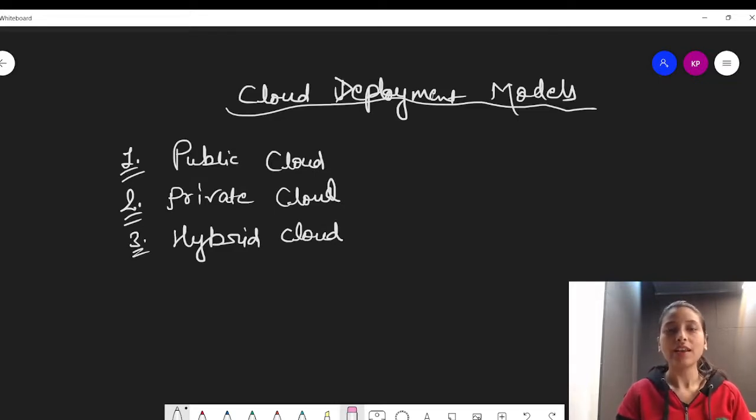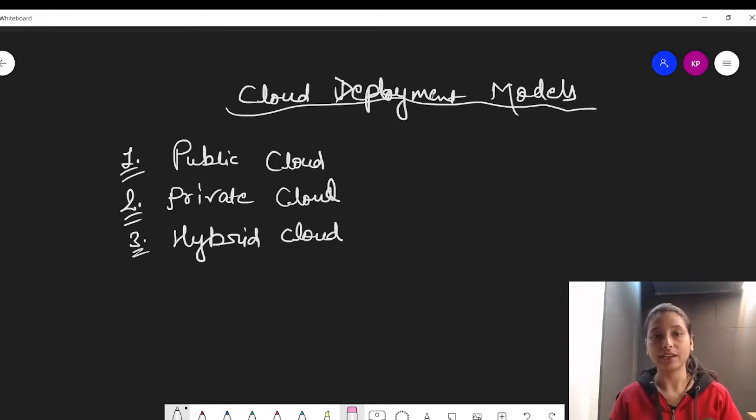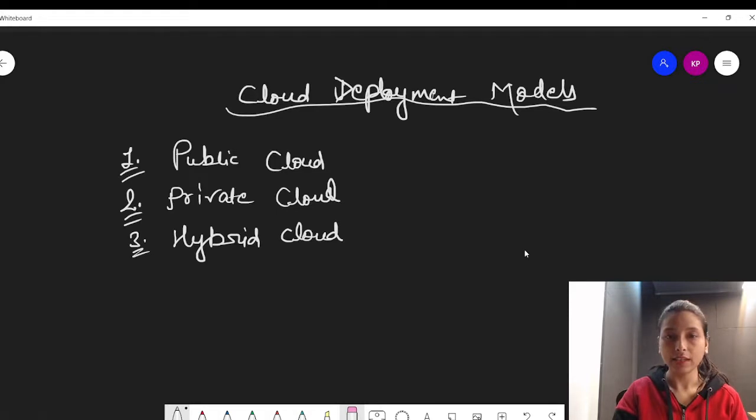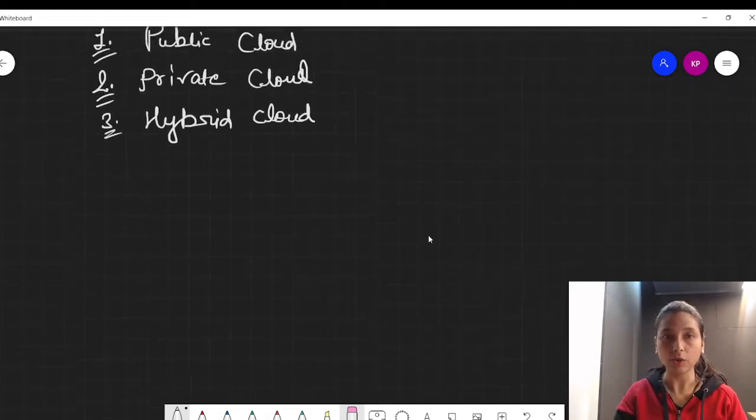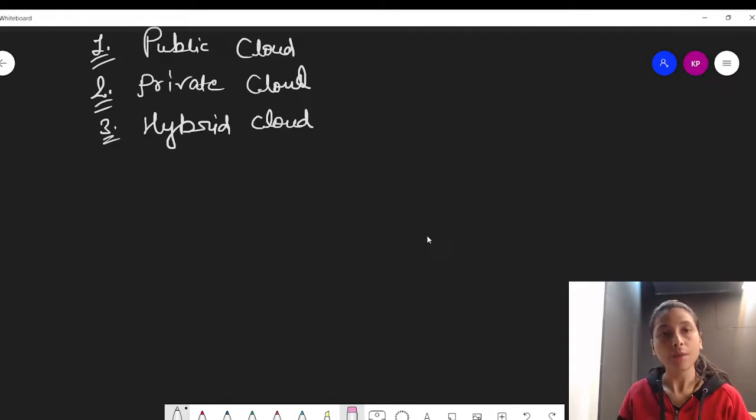So let's start with public cloud. What is actually public cloud? I have defined certain criteria on top of which we will be differentiating between public cloud, what kind of facilities we get inside private cloud, and at last we will be discussing hybrid cloud. These are the agenda of this particular class. So let's see the criteria on top of which we will look at the difference between public and private cloud.